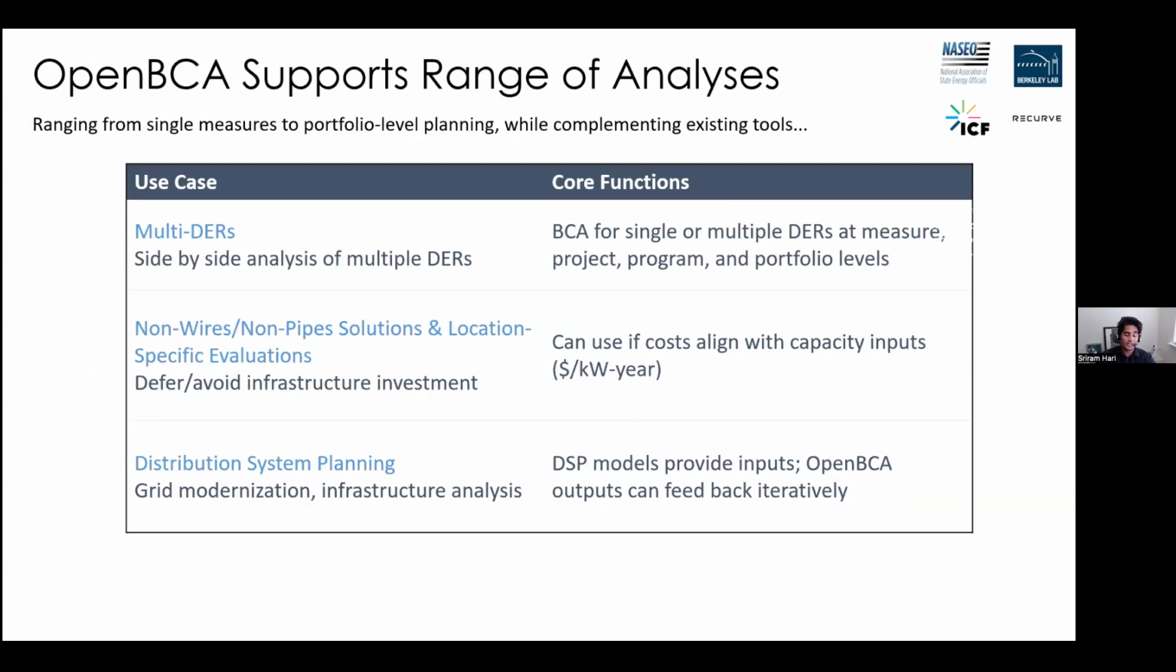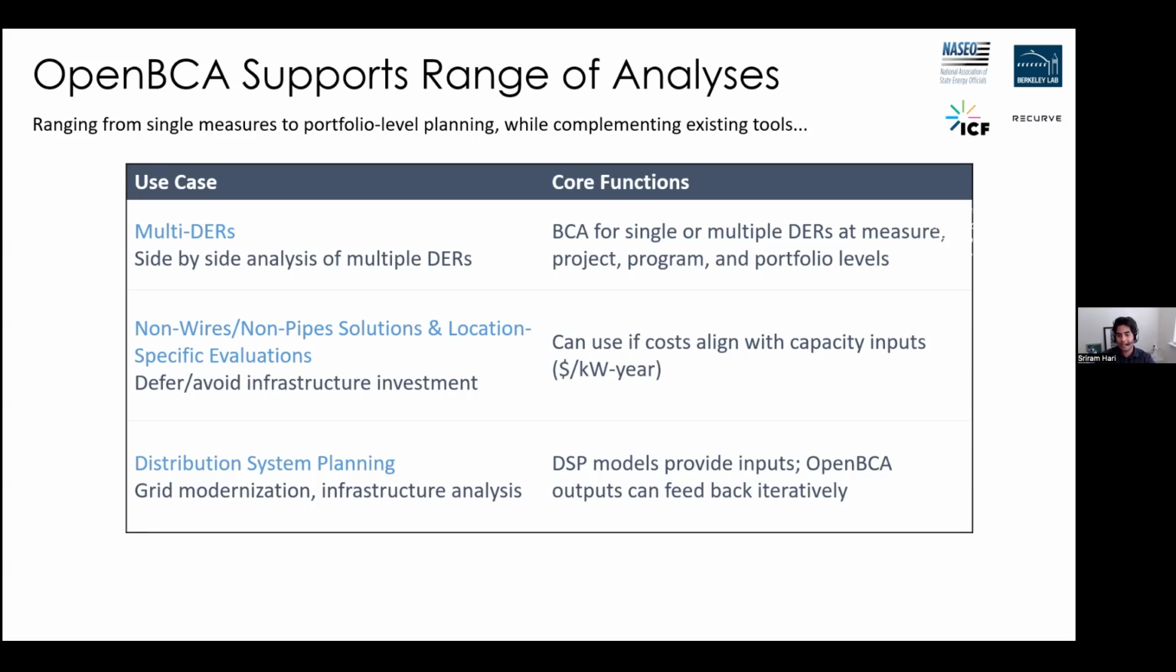And OpenBCA supports a wide variety of analysis. It can support multiple DERs individually or side by side to give you results at different levels of aggregation, either at the measure level, the program level, or an entire portfolio that could consist of multiple types of distributed energy resources like electrification, energy efficiency, demand response, even some solar or battery storage. The examples that we're going to show later today include a wide variety of DERs, and Adam will go through that. OpenBCA can also be used to evaluate individual pilots.